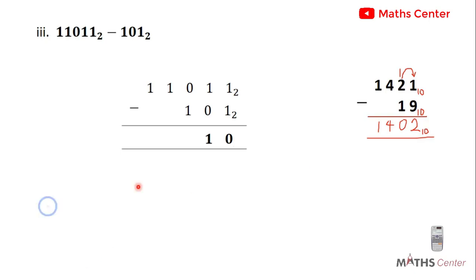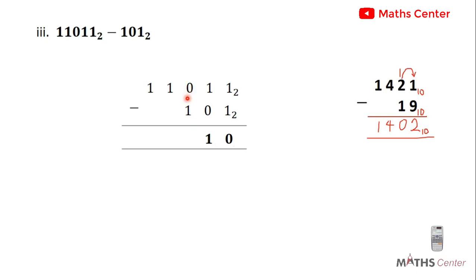Now, as you can see, because we are working in base 10, the one that we borrowed from this side to this side carried a value of 10. We are going to apply the same principle here. We have started our subtraction here already. 1 minus 1, we had 0. 1 minus 0, we had 1.